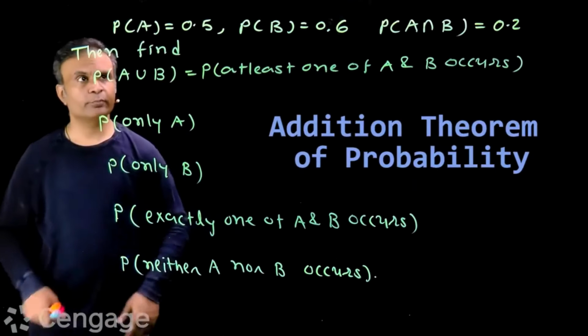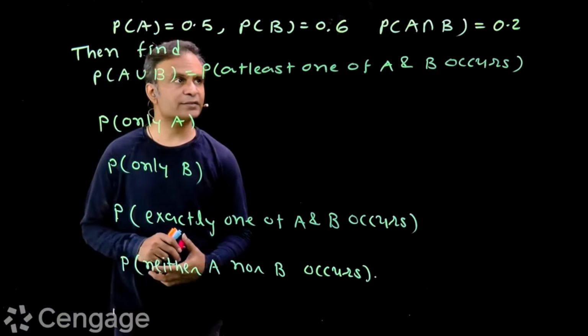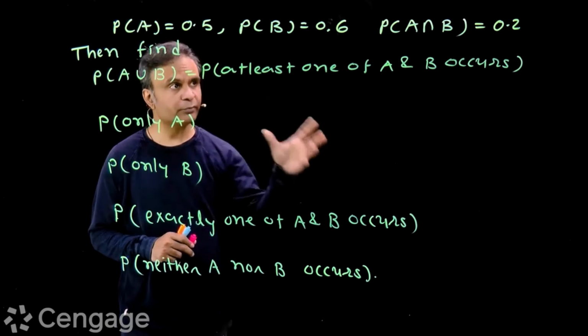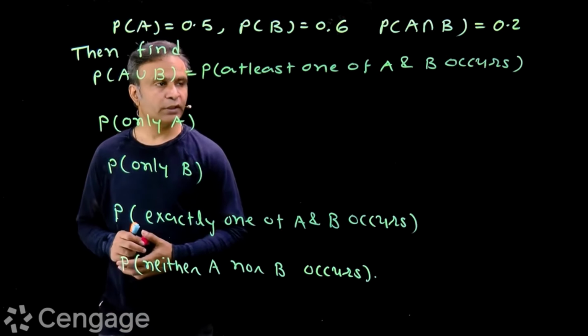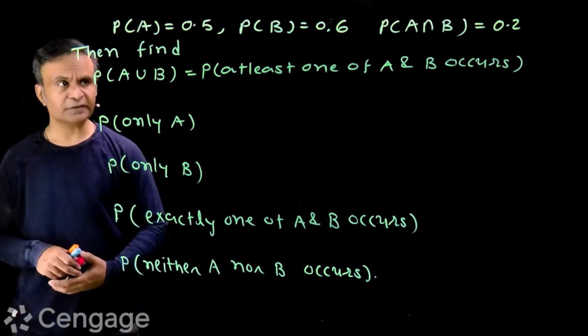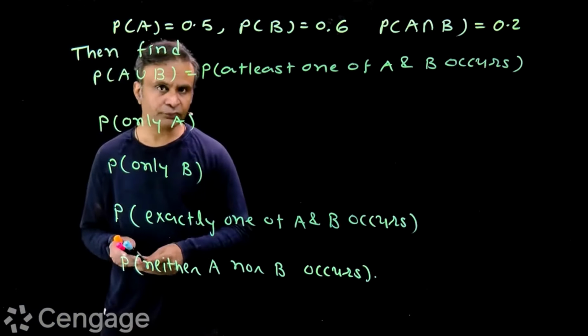Now we have this data. Probability of event A is 0.5, probability of event B is 0.6, and probability of event A intersection B, that means A and B, is 0.2. Then we have to find the probabilities of these different events. Now we can put this data on a Venn diagram.